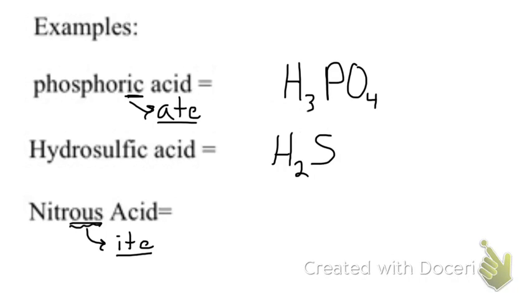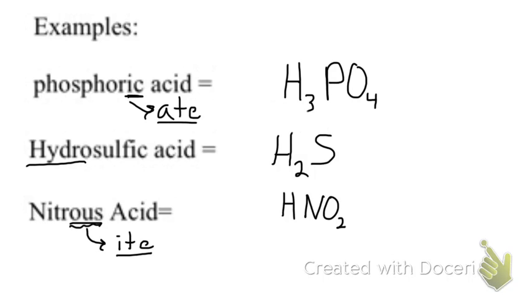Last but not least, we have nitrous acid. If it is nitrous acid, it must have come from nitrite. The polyatomic nitrite is NO2, negative. Every acid starts with an H. Because nitrite has a -1 charge, we will need only 1 hydrogen, because hydrogen has a +1 charge to cancel it out. So we can just erase the charges, and we are finished.